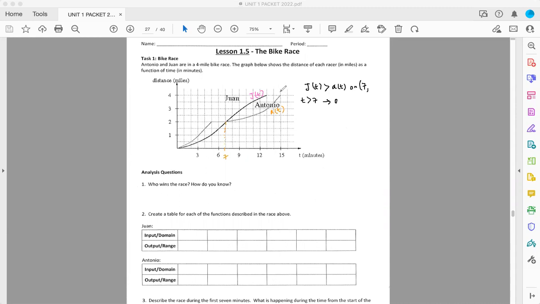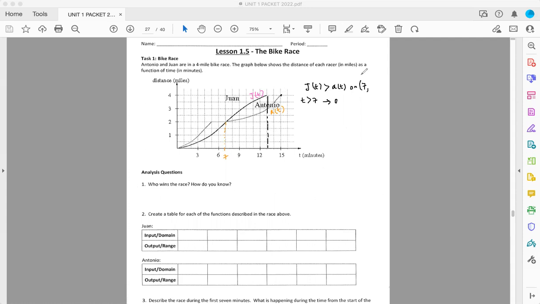How far is the end, right? So from 7 all the way to what? Here you have to be careful, because you can say the end for J is 13 minutes. At 13 minutes, that's it. Juan reached his goal, he reached his finish line. He probably waited there for Antonio to catch up and get there at the 15th minute mark.